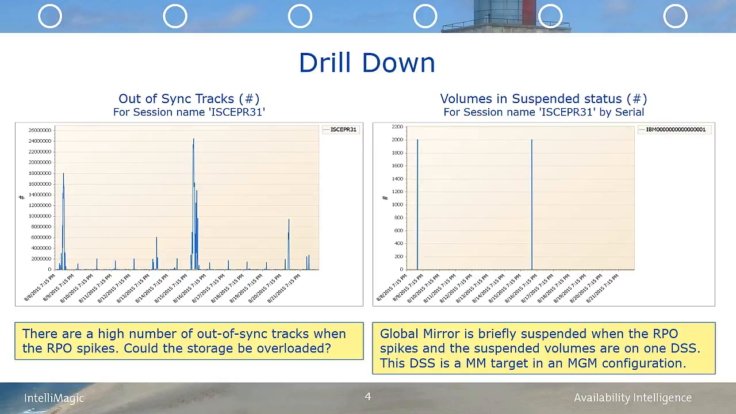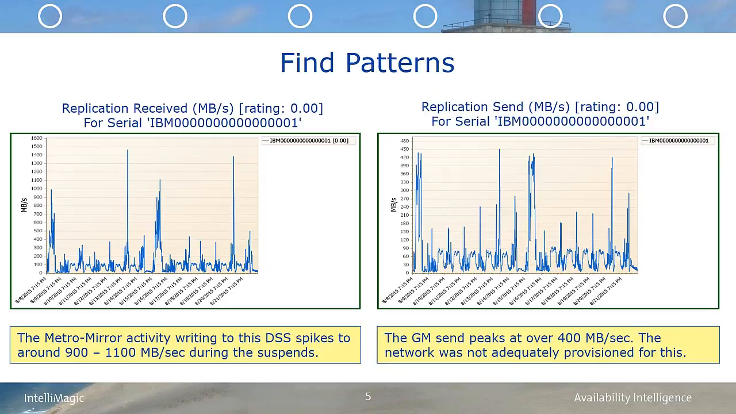Now note that this storage system, or DSS, is a Metro Mirror target in a Metro Global Mirror configuration. So it's receiving data from a primary storage system, and then it's sending it remotely off to the Global Mirror target. So that's important to know in this example. So we went further and we looked at two things. We wanted to see how much replication data is coming into this storage box of interest from the primary. And what we see is some pretty hefty spikes.